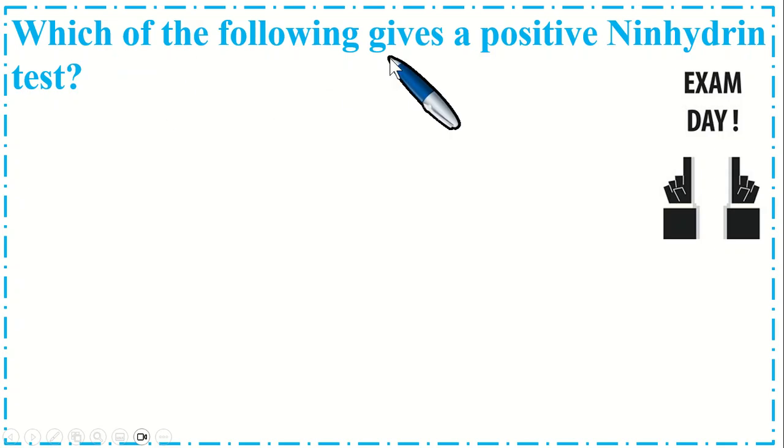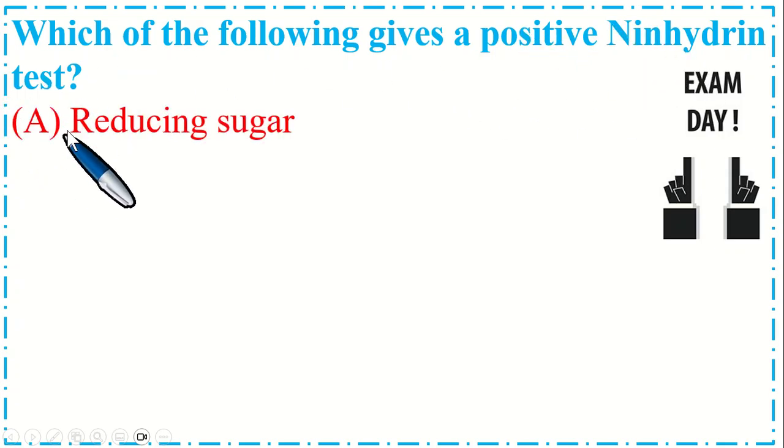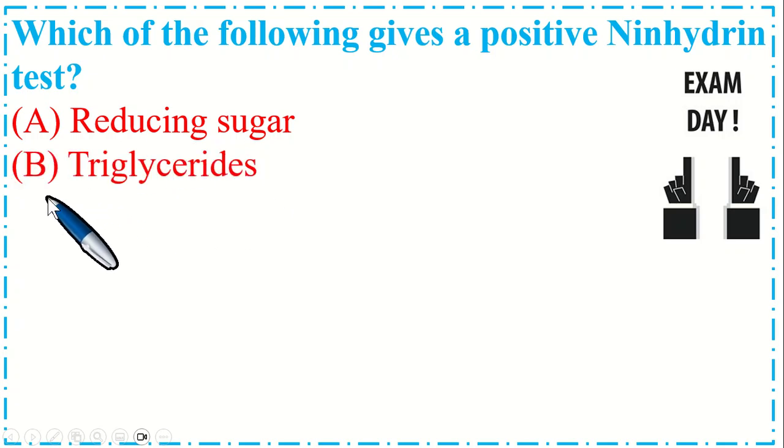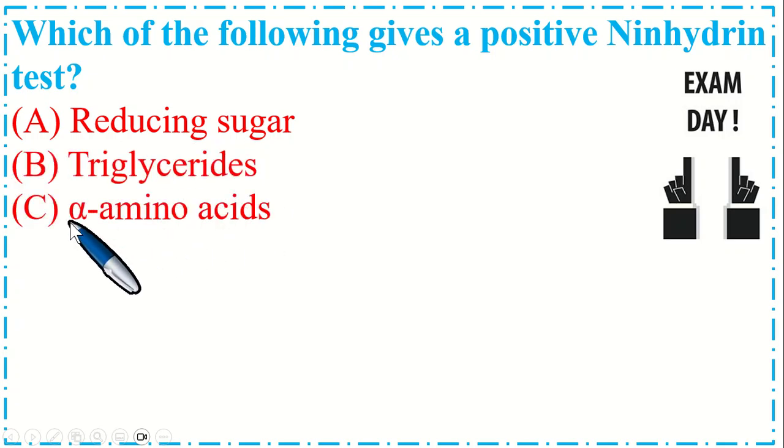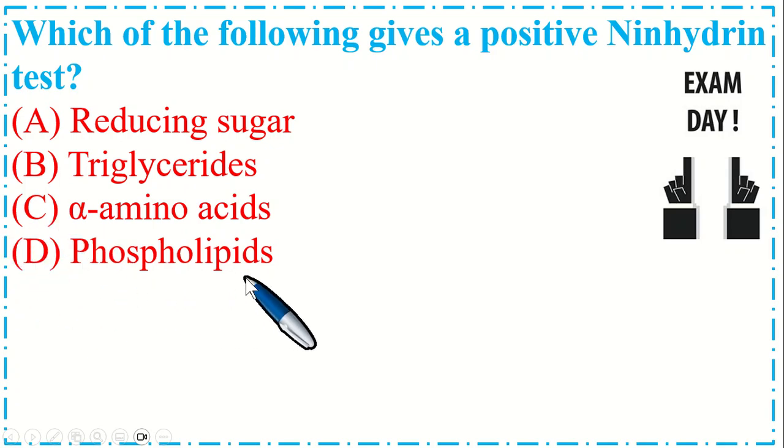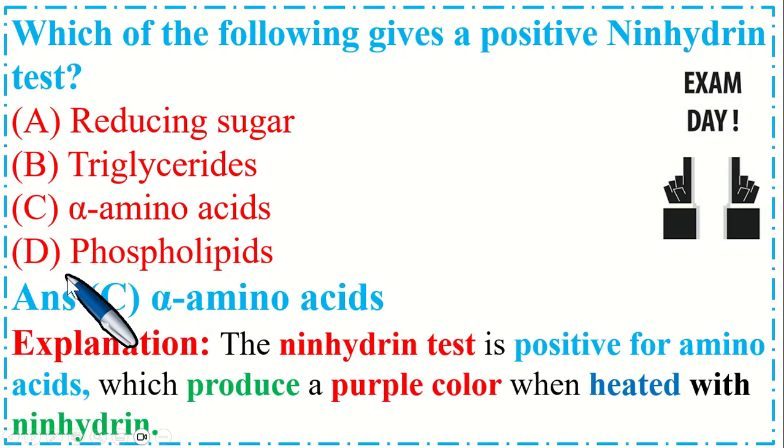Which of the following gives a positive Ninhydrin test? Option A reducing sugar, B triglycerides, C alpha amino acids, and option D phospholipids. So the correct option is C, alpha amino acids. The Ninhydrin test is positive for amino acids, which produce a purple color when heated with Ninhydrin.